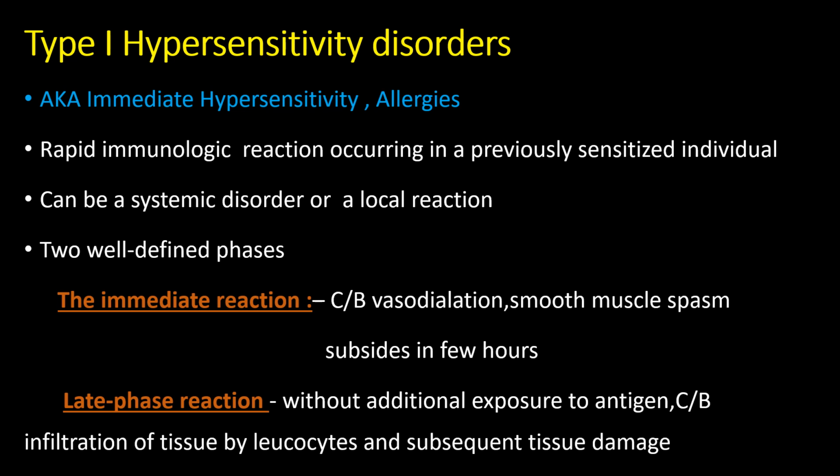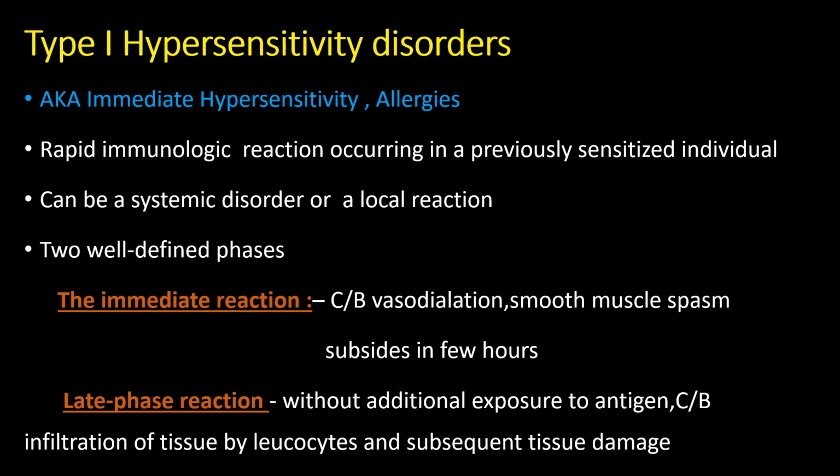And these reactions occur in previously sensitized individuals. What is meant by sensitization? Sensitization means the particular person has already experienced this antigen, and now is being exposed to the same antigen again. When he encountered the antigen for the first time, he will have some memory of that antigen due to the presence of memory T cells, right? The next time the person encounters the same antigen, the development of the immune reaction against that antigen will be more rapid. And particularly in type 1 hypersensitivity disorders, this reaction is even more rapid and even more potent. Okay, so type 1 hypersensitivity disorders can be a systemic disorder or they can be a local reaction also.